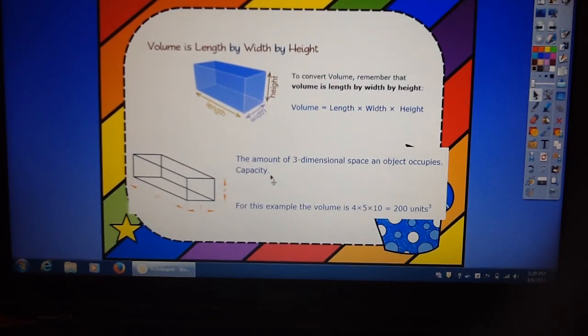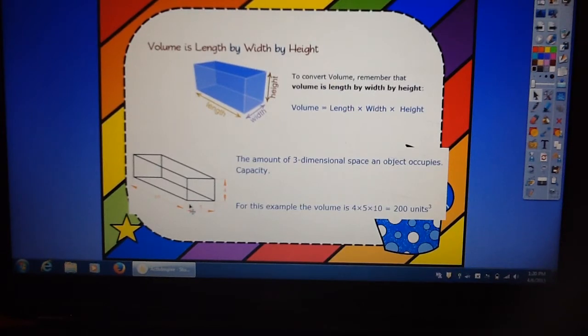Now, we see this word here, capacity. Capacity is the science word for volume. Again, we said volume was how much something can hold. What is the capacity of that item?